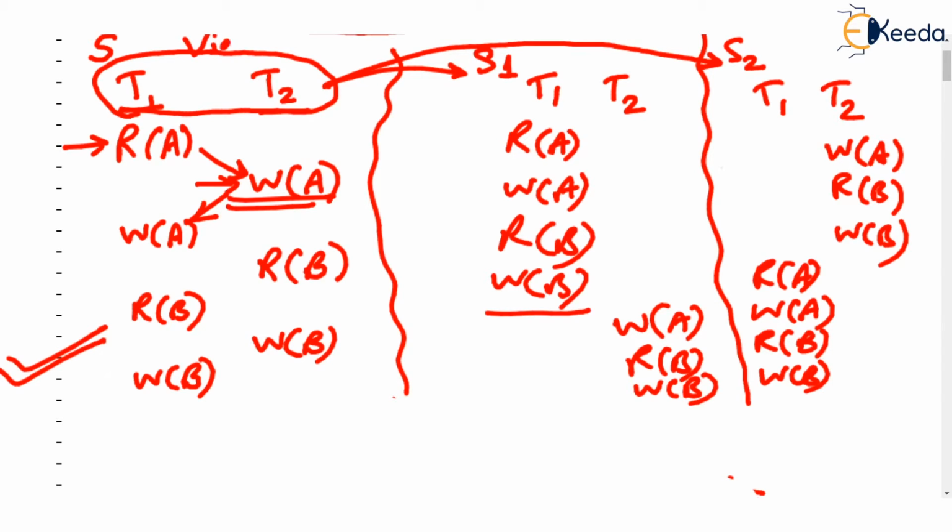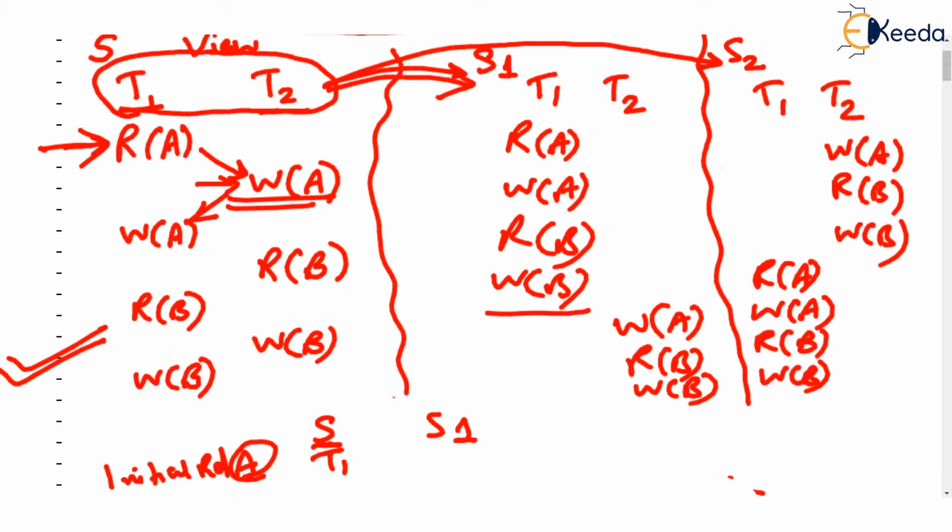First, let us check equivalence of this schedule given with S1. Okay, let's see with S and S1, two schedules, who is doing initial read? I'll write in short, initial read for A in S. Initial read for A in S is done by T1, correct? Then initial read on A must be done in S1 by T1 itself. And you can see initial read in S1 is done by T1.